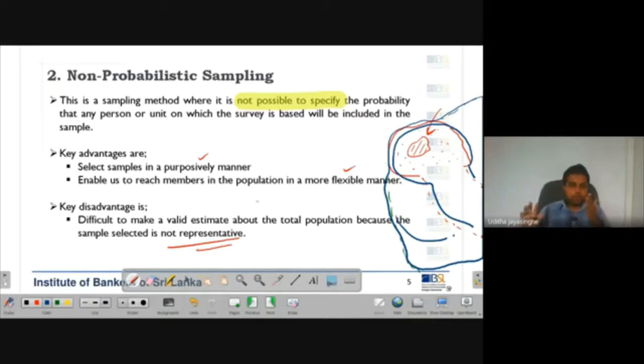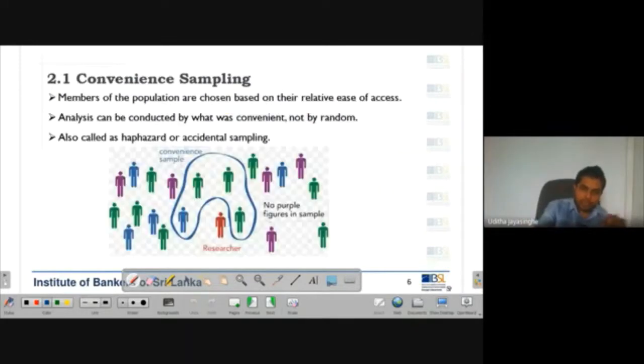Okay, so that's about the probabilistic sampling methodologies. Now let's take one by one and learn what these interesting methods are. The first one is convenience sampling. The name itself sounds like I'm going to select my sample based on my convenience.